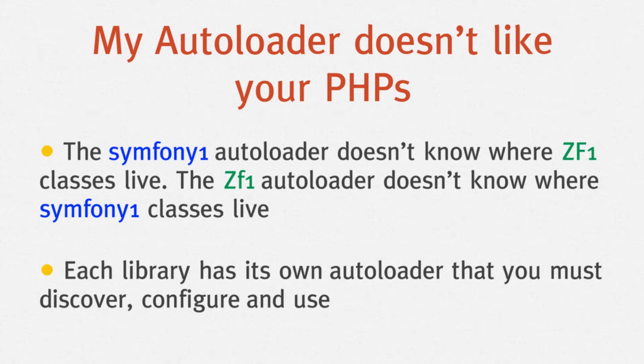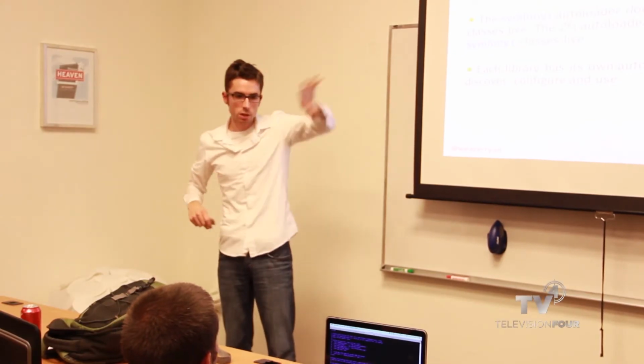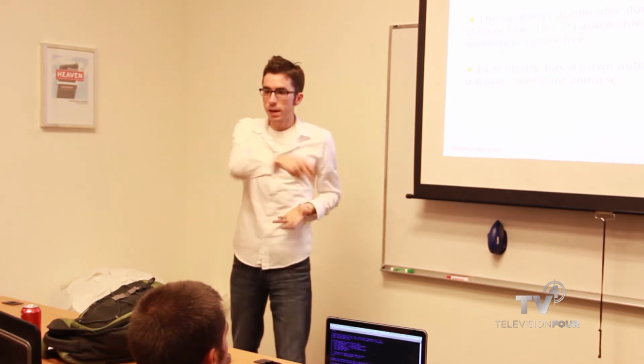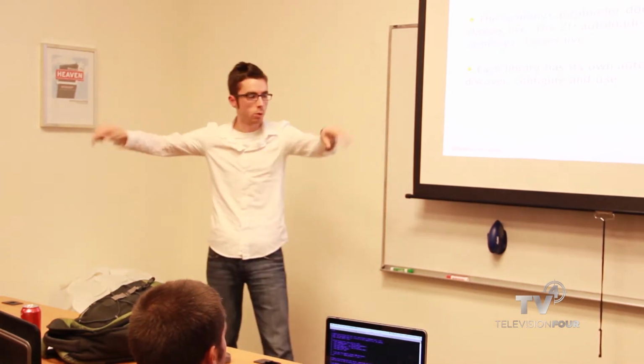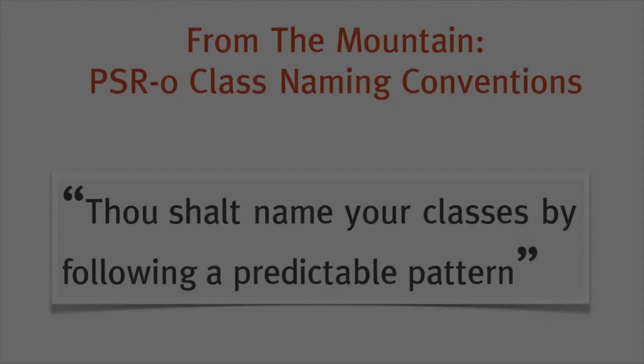So the problem basically was the one I was saying a second ago: the Symfony autoloader doesn't know where Zend Framework 1 classes live and vice versa. So I have these two projects together, and one autoloader is good at finding classes over here, and the other one's good at finding classes over here. But they can't find each other's classes, so we have to set up and configure both of those autoloaders. So it ends up being like a town where every store has its own currency. It's just not something that is efficient at all.